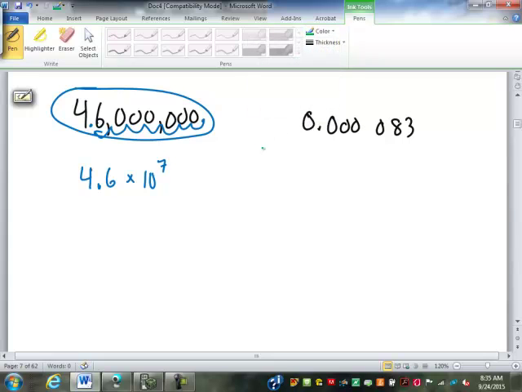This one here, to change it into scientific notation, it's going to become 8.3 times 10 to the negative 5. Decimal point's here, we want it here. It's 1, 2, 3, 4, 5 spots. We know it's negative because this is a small number. It's in the negative place values.